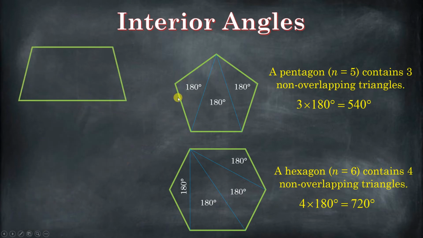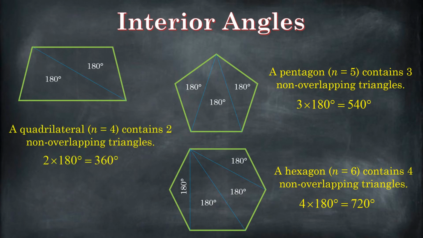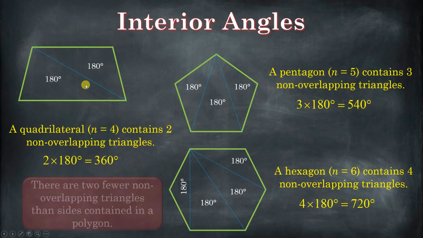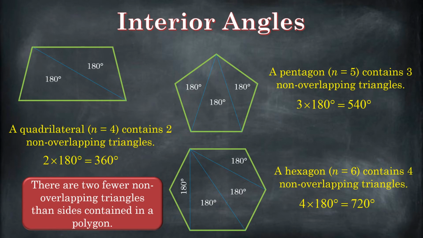And we could do the same thing with a quadrilateral. I'm hoping you're starting to see the pattern here. A quadrilateral has 4 sides, 2 triangles. 6 sides, 4 triangles. 5 sides, 3. 4 sides, 2. Well, it turns out that pattern holds true. Whatever the number of sides is, there are 2 fewer triangles. So if we had a 20-sided polygon, we'd have 18 triangles within.